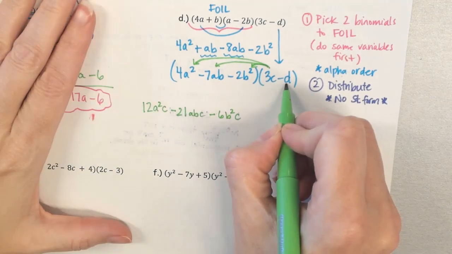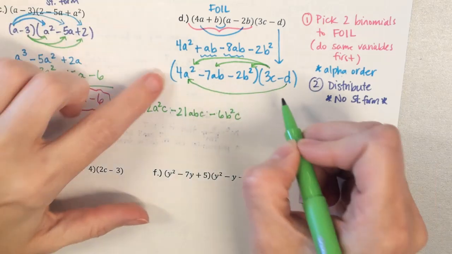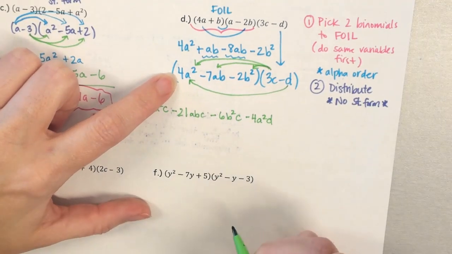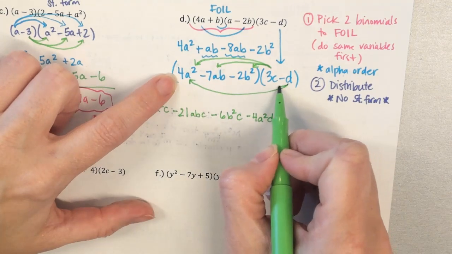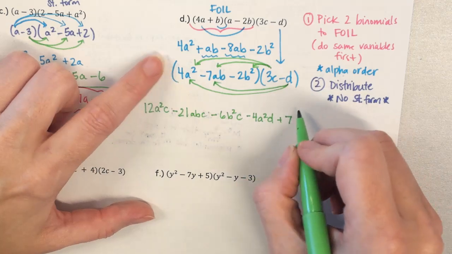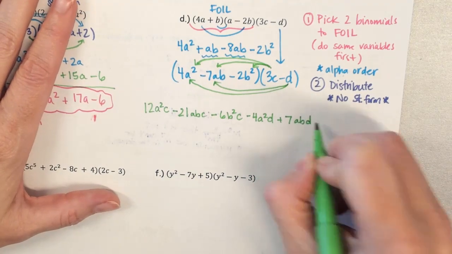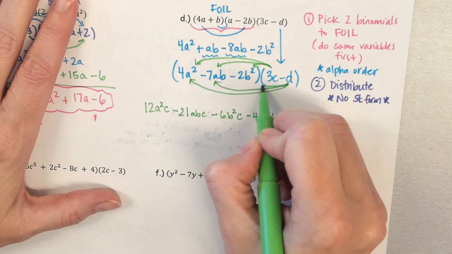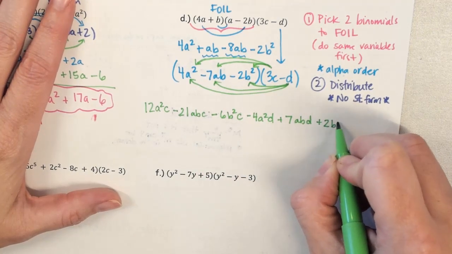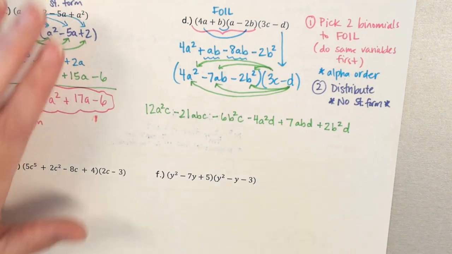So when you multiply negative d by 4a squared, it'll be negative 4a squared d. And then a negative 1 times a negative 7 is going to be plus 7abd. And then negative d times negative 2b squared is going to be plus 2b squared d.